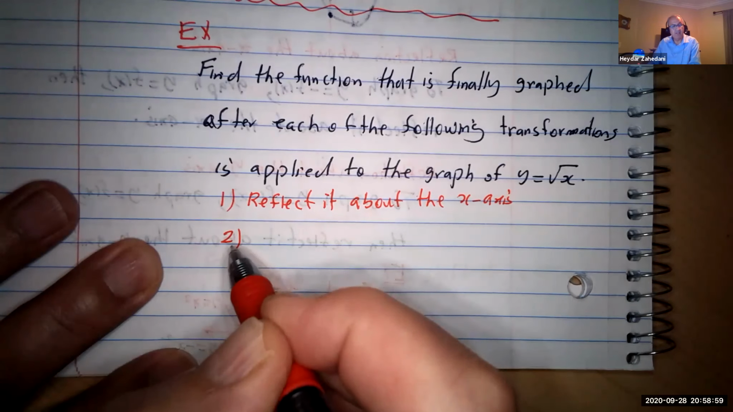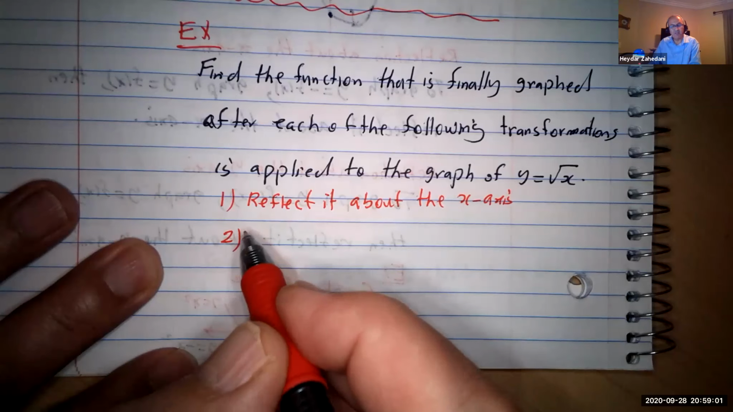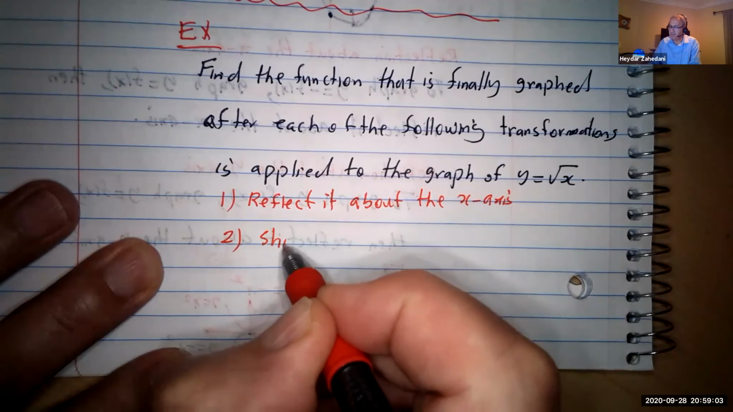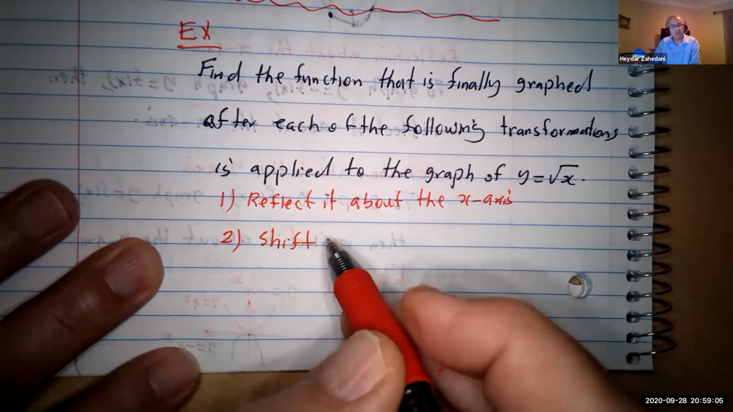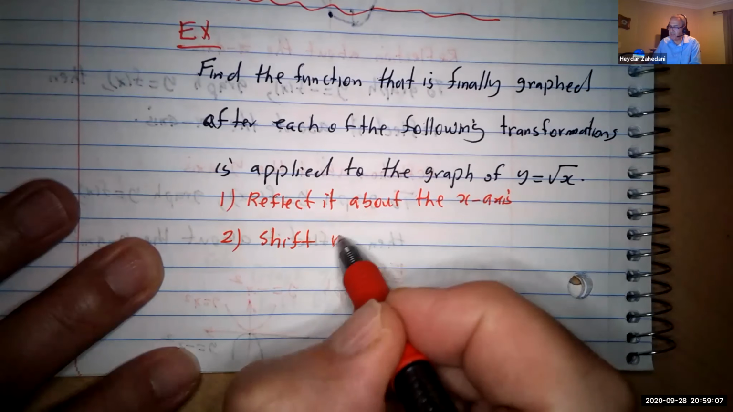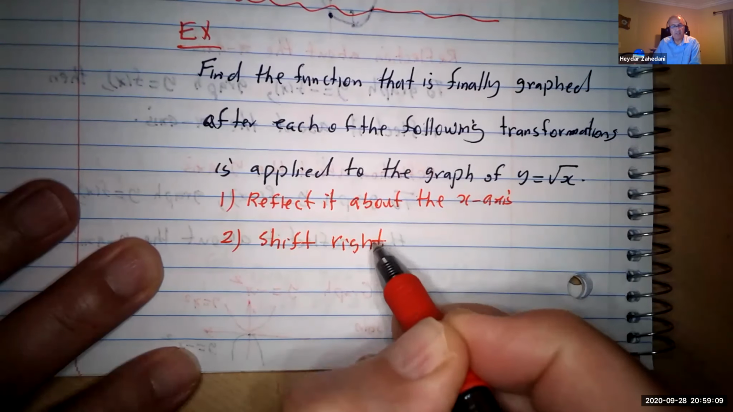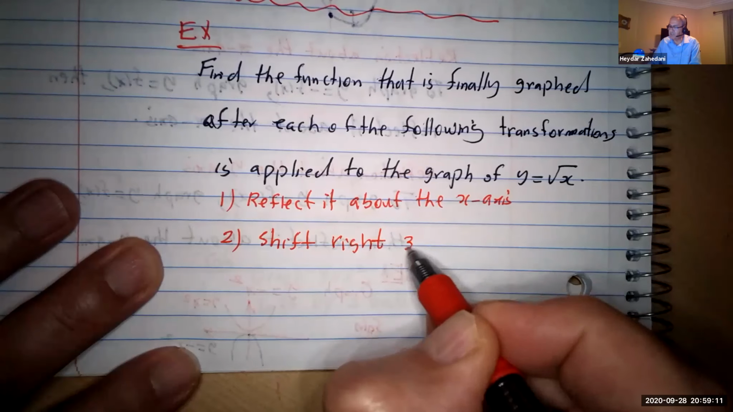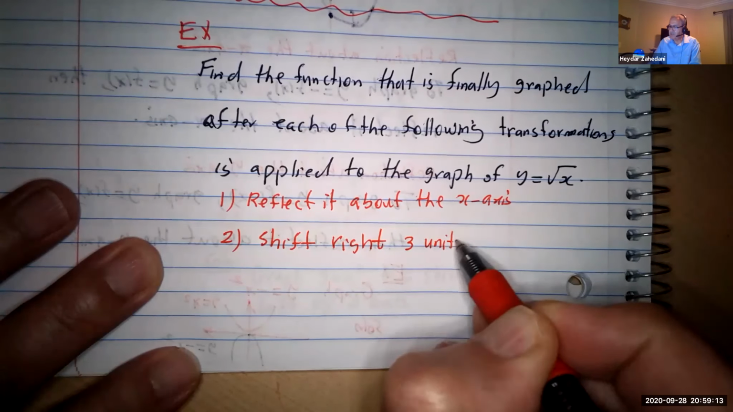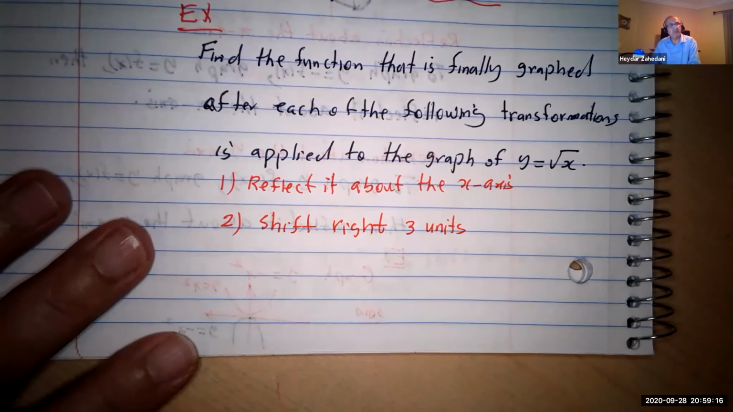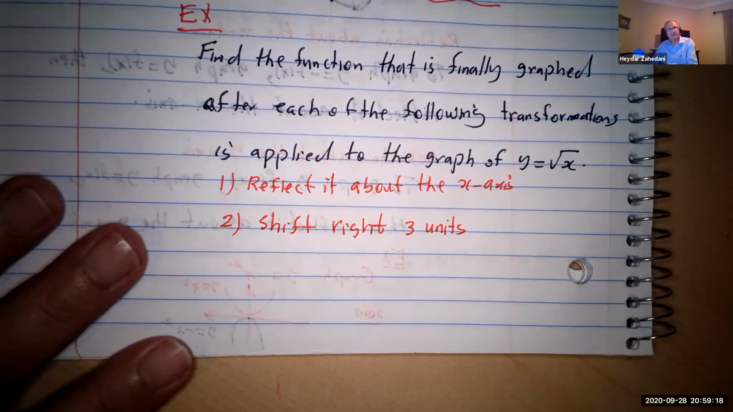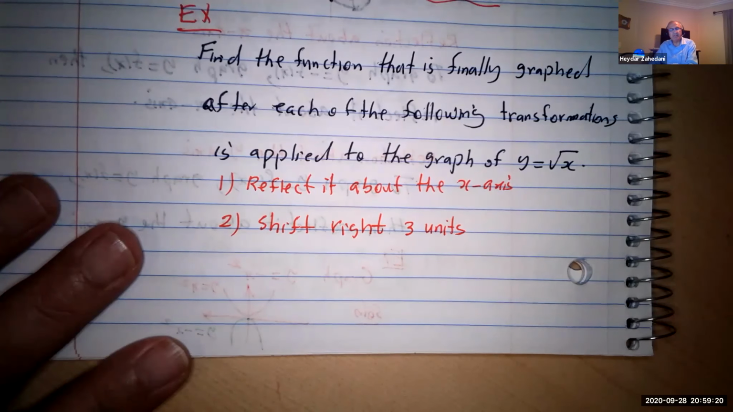Then they want to shift right about 3 units. Shift right 3 units, okay, to the right, to the left. Remember, to the right is positive, you do the opposite. And they give you the one.